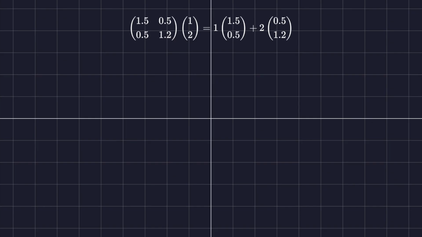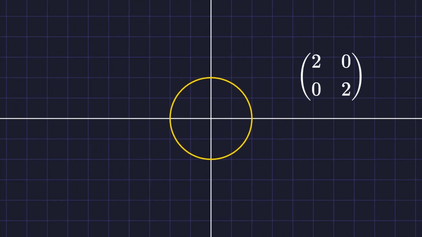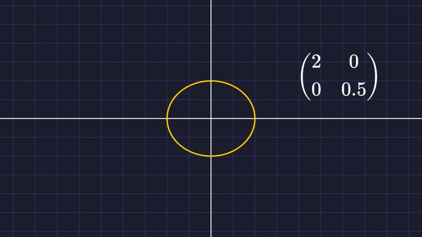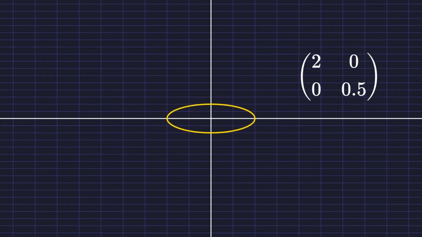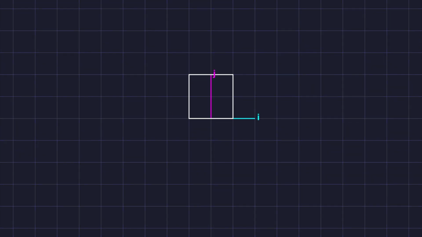When we multiply a vector by a matrix, we are essentially asking where a specific point ends up. The output vector is a linear combination of the matrix columns, scaled by the components of the input vector. A diagonal matrix with values of 2 and 2 doubles the size of space in all directions. If the values differ, such as 2 and 0.5, space stretches along one axis while compressing along the other.